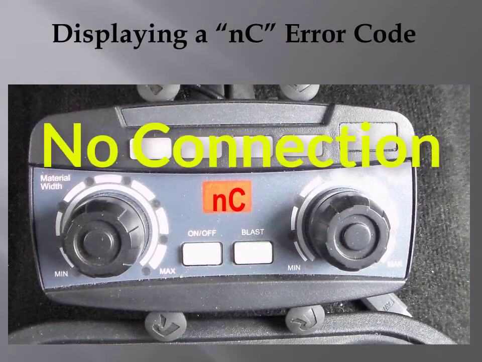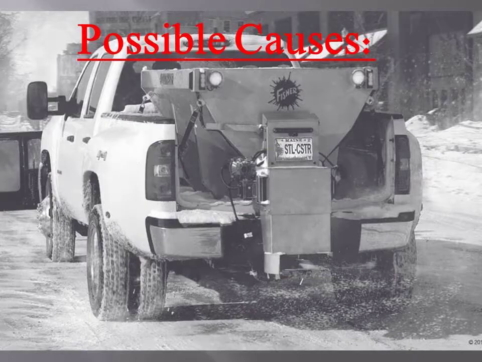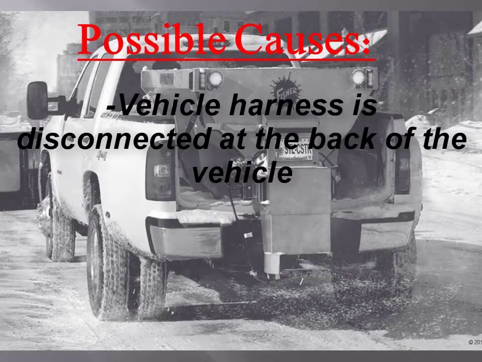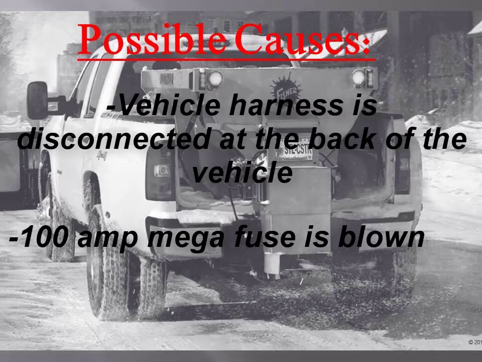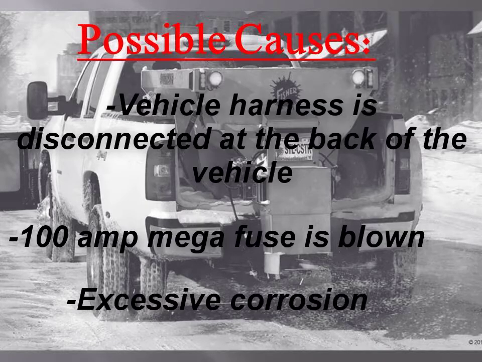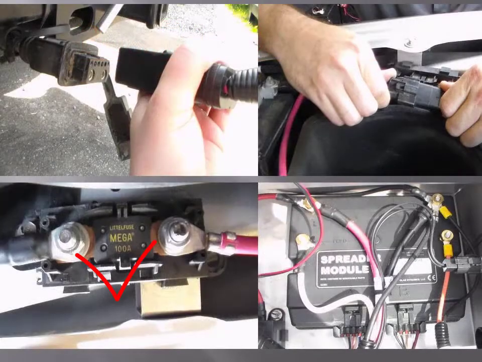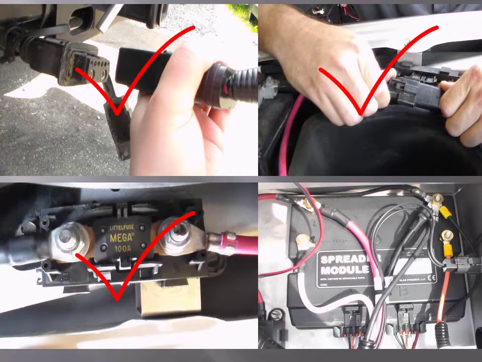NC indicates no connection. The possible causes are that the vehicle harness has become disconnected at the back of the vehicle, the 100 amp megafuse has blown, or there is excessive corrosion in the harness. Check the vehicle harness fuse. Inspect the spreader and vehicle harnesses as well as the module.